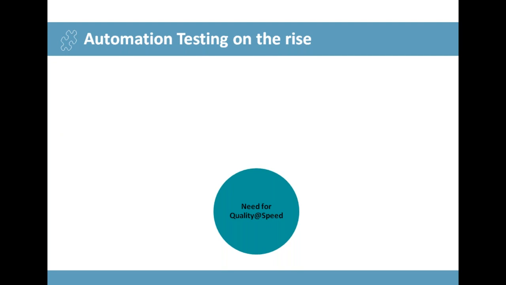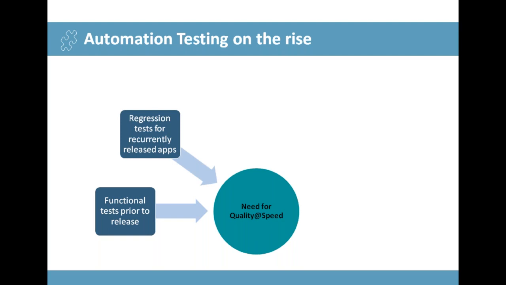So if you see the picture which I'm going to show you now, it says the need for quality at speed. If that's your need, then automation is the key, because you can functionally test prior to the release. You can make sure that the features and the functionalities work fine before it is released in the market.